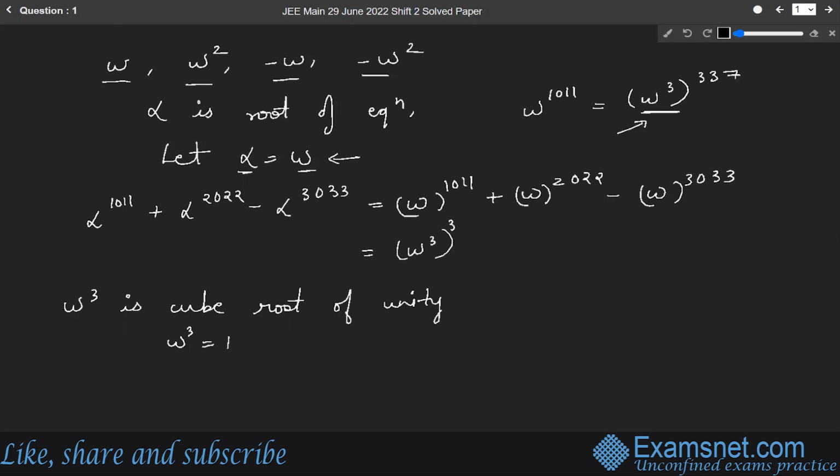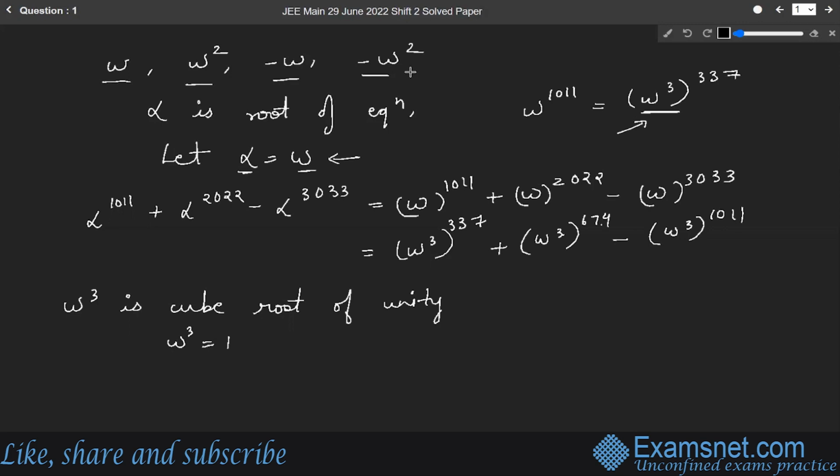Because 3 into 337 gives 1011. Similarly, omega power 2022 can be written as omega cube whole power 674, and omega power 3033 can be written as omega cube power 1011. You can check it. 3 into 337 is 1011. 3 into 674 is 2022. And 3 into 1011 is 3033.